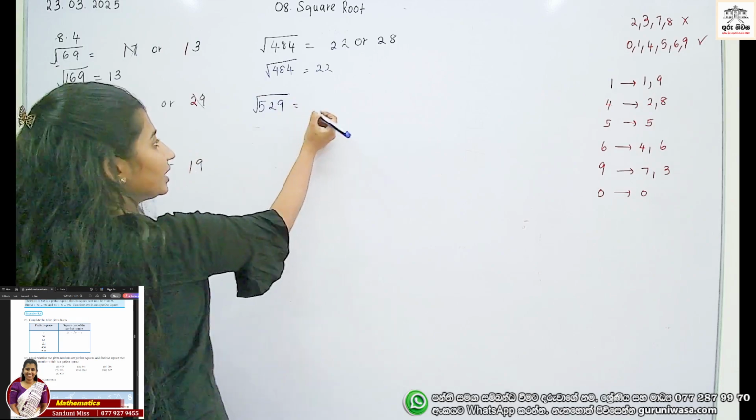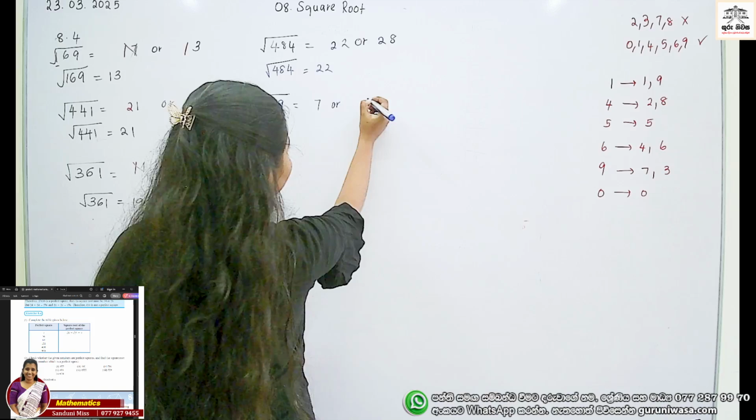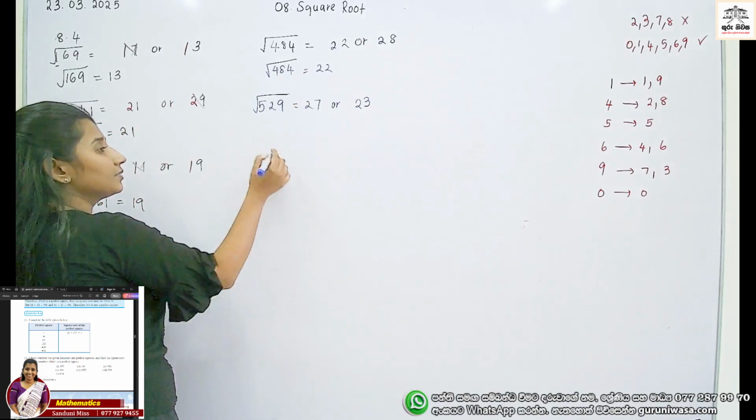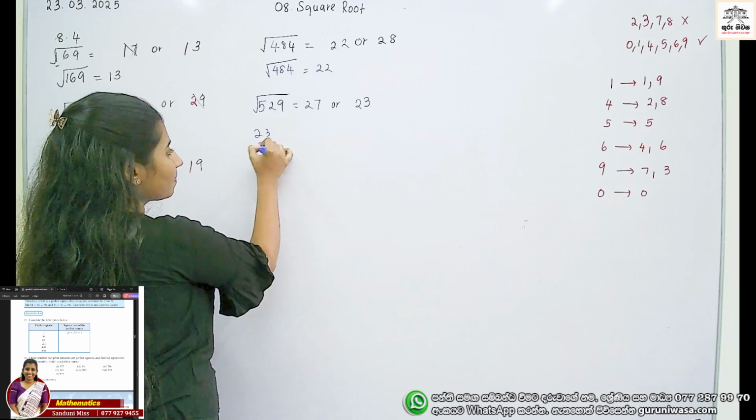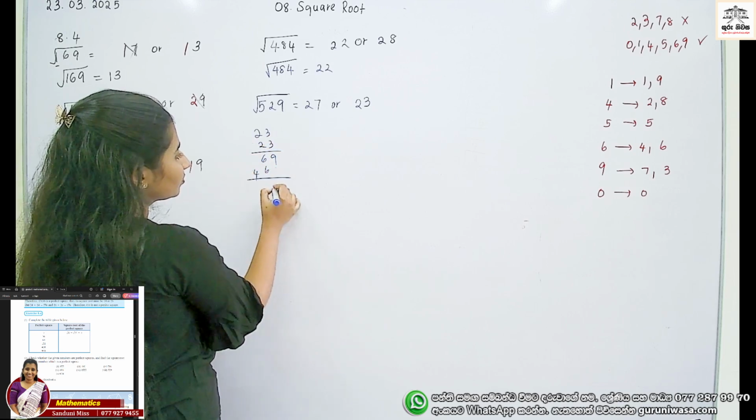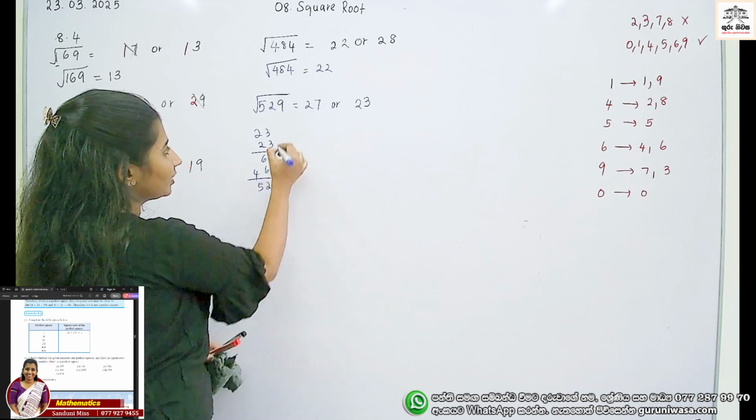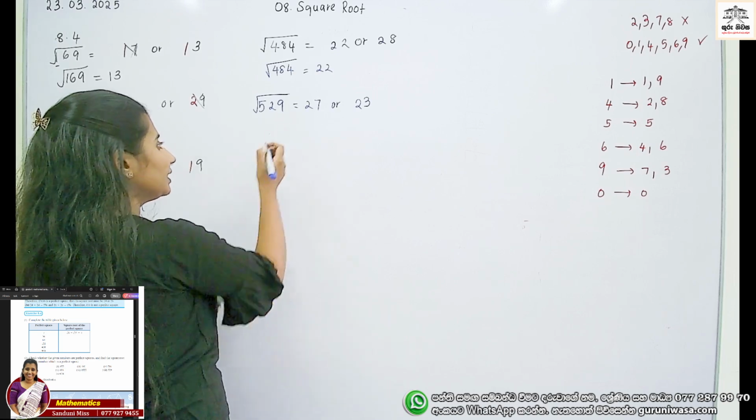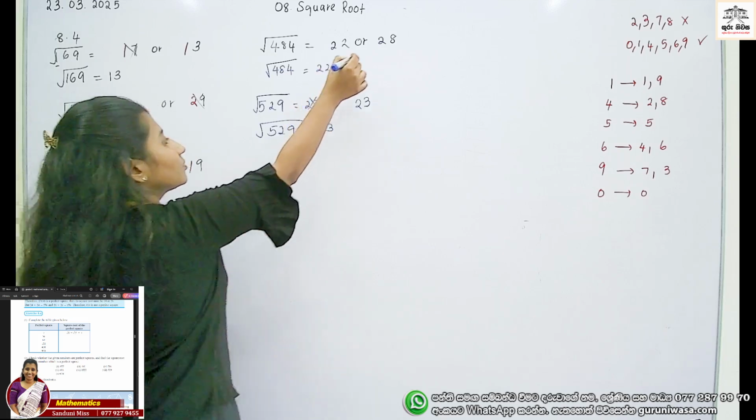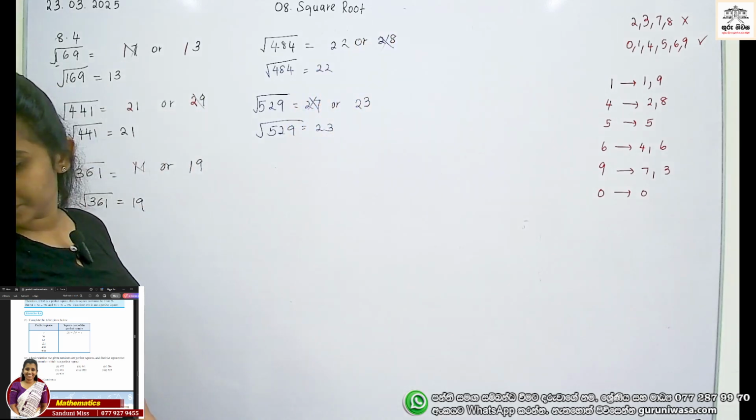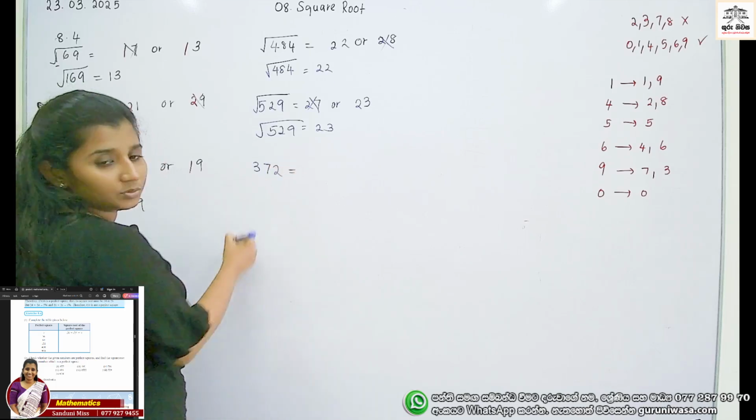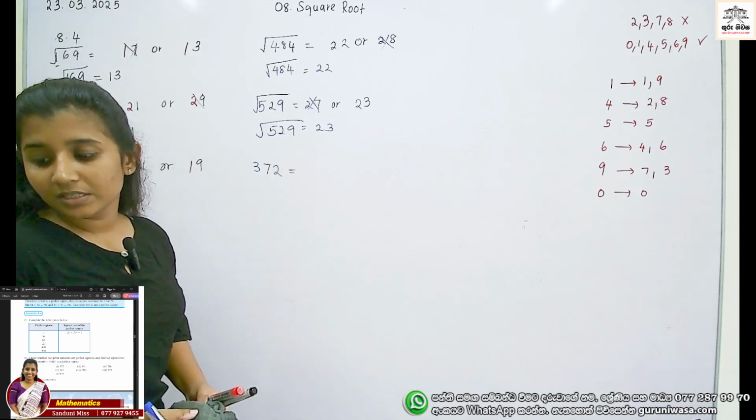9 will be having 7 or 3. 5, so 2, 23 or 27. The answer is 23. Next, 2 is not a perfect square, right? So 624.